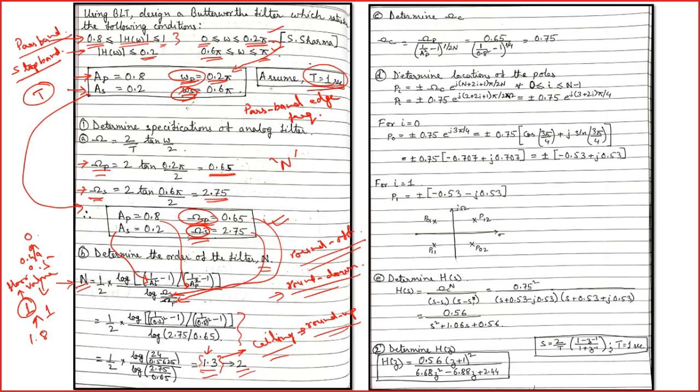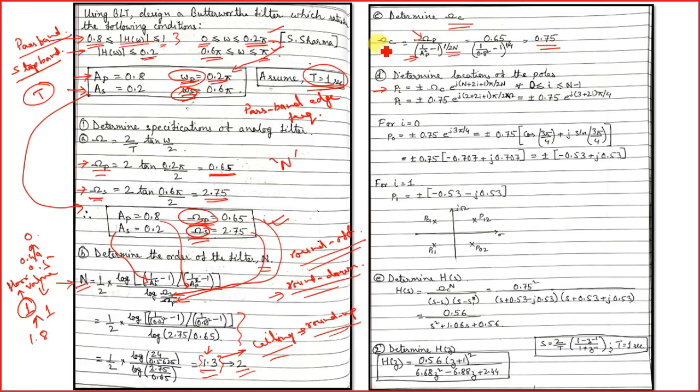Now from here we will calculate omega c. Omega c is given by omega p divided by (1 divided by a square p minus 1) to the power 1 by 2N. We know all these values, we just put them in and we get 0.75. The rest of the procedure remains the same.